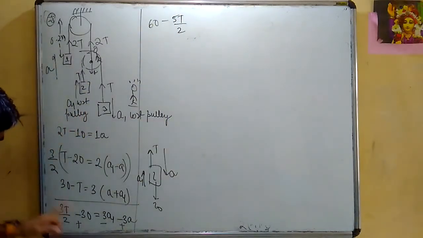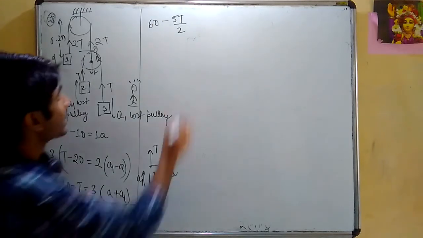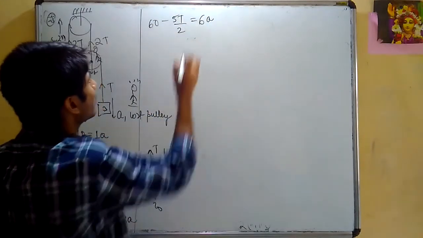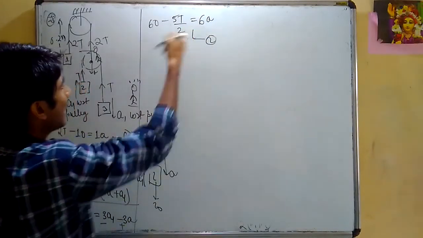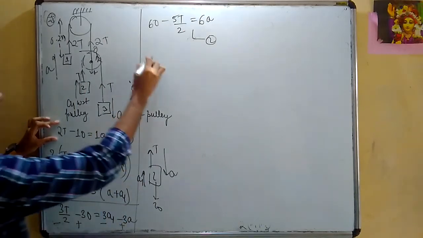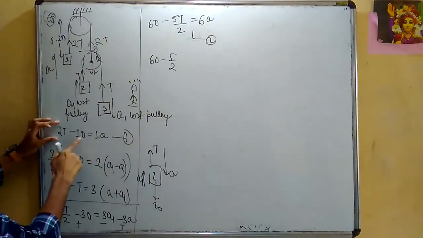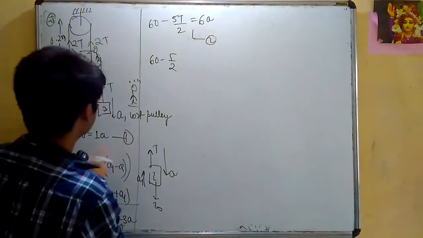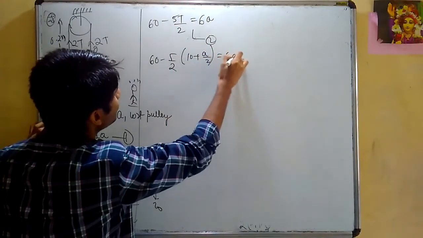This thing is done. Now let us come to this portion. 3a plus 3a is 6a. This is equals to 6a. Okay, I have now this one equation here and this one equation here. I have to solve these two equations now. I need to find the value of acceleration, so I have to eliminate tension. So I'll write 60 minus 5 by 2, and the value of tension I'll keep as 10 plus a by 2. This is equals to 6a.